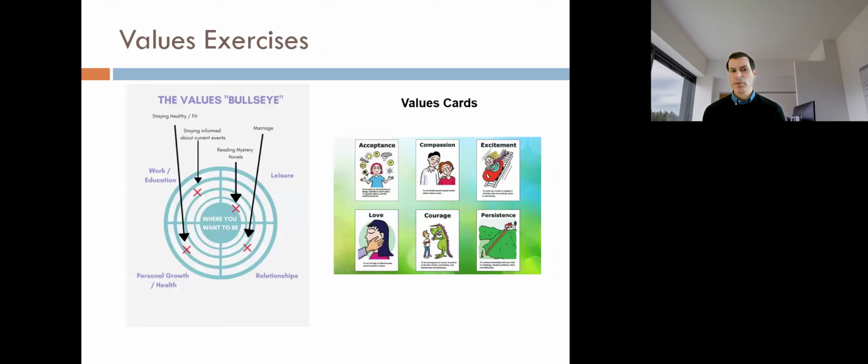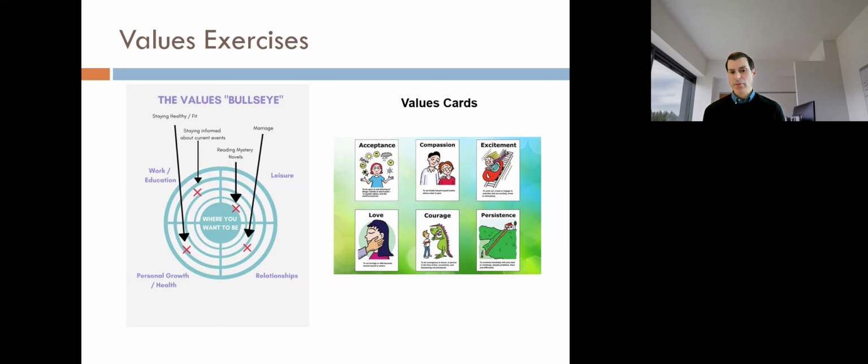So one you might be familiar with is something called the values bullseye. This is where you help a person to identify, well, where on that bullseye would I fit my link between the things that I value and how close I'm getting to where I want to be with that value on the bullseye.